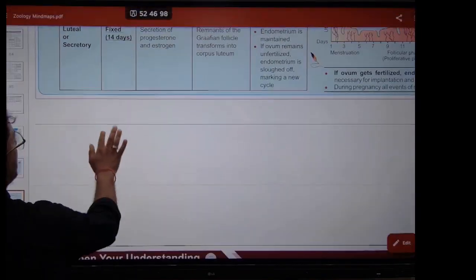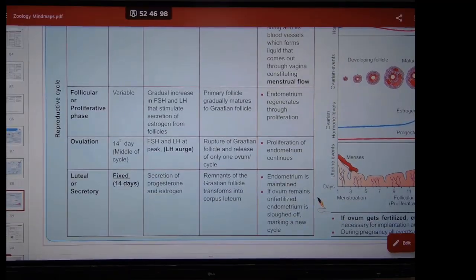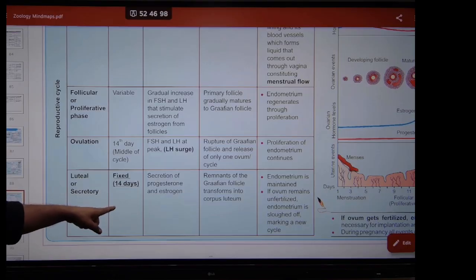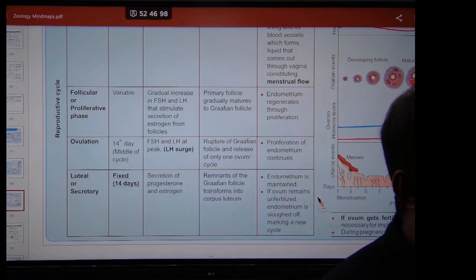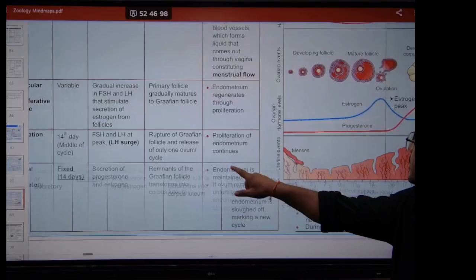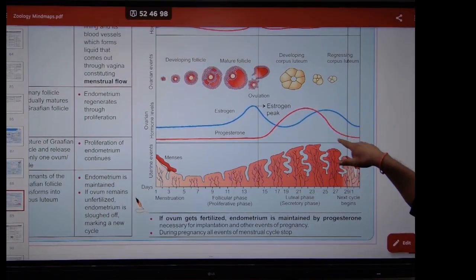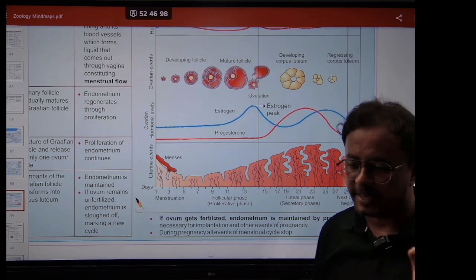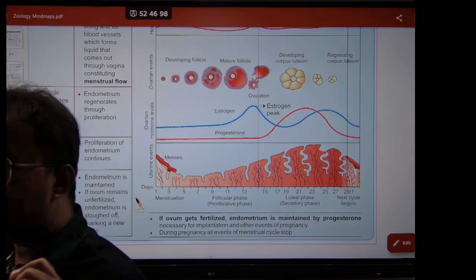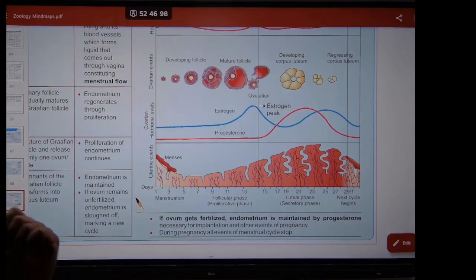Now, remember this one, guys. In all the 4 phases, the one which is fixed is the luteal or, what is it called? Secretory. We can also call it the progesterogenic phase. Why is it called the progesterogenic phase? Because during this phase, there is one peak of hormone formed. What is it called? Progesterone.